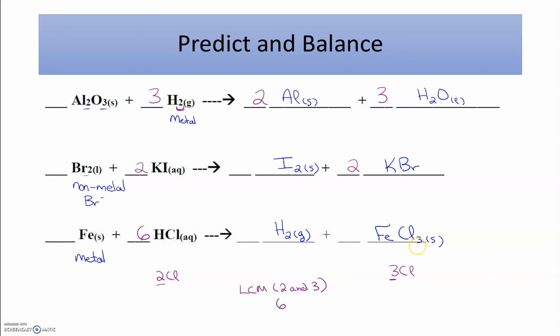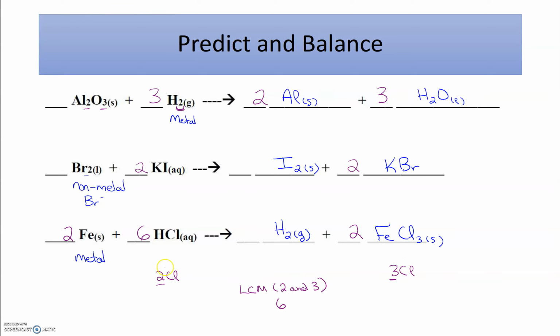And because I've got 3 chlorines already in that compound, I'm going to need to multiply. I'm going to need to get 2 of the iron 3 chlorides. And so now I've got 6 chlorines on my reactant side and 6 chlorines on my product side. So my chlorines are balanced, but my iron is not balanced anymore. So when I look at my iron, on the reactant side I have 1, but now I've got 2 on the product side, so that means I need a coefficient of 2 in front of my iron.